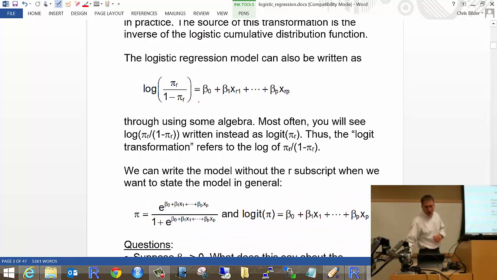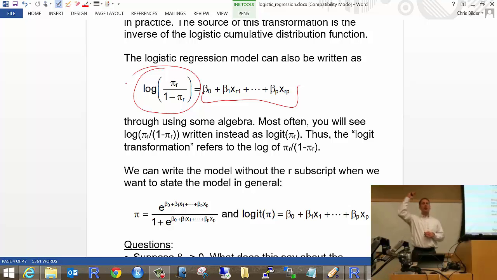Now, what one could also do through some algebra is write on the right-hand side of the model only that linear combination of the betas and the x's, just like what we saw with the normal linear regression model. And when you go through the math, on the left-hand side of your model, then, you get this little transformation of pi instead. Log of pi over 1 minus pi.